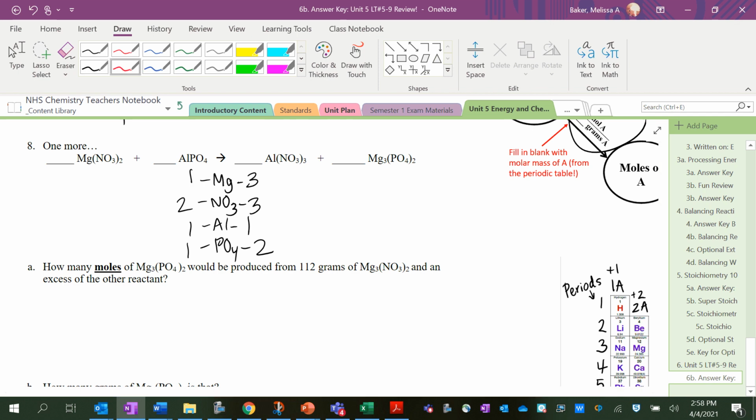So first step, don't start with trying to do anything with an O or an H. So let's do magnesium. There's 3 on the right, so let's put 3 on the left. That messed up our nitrates.